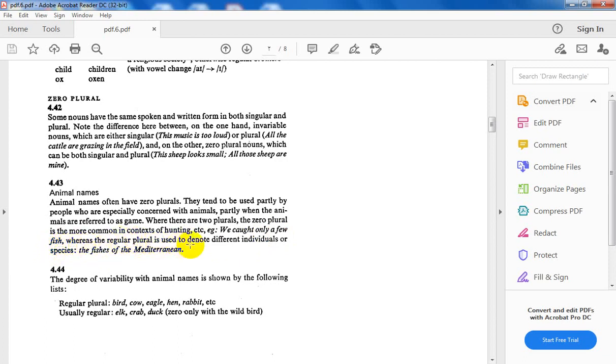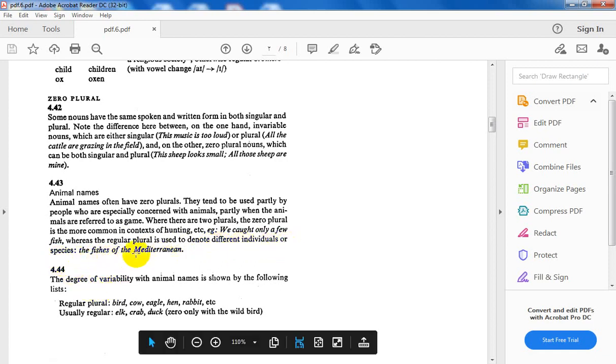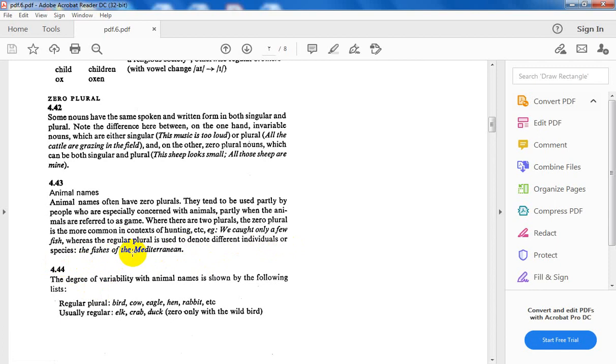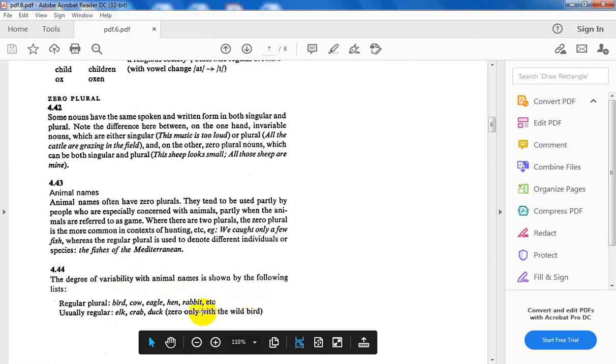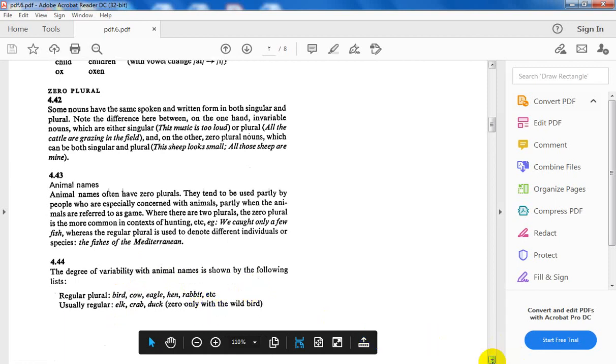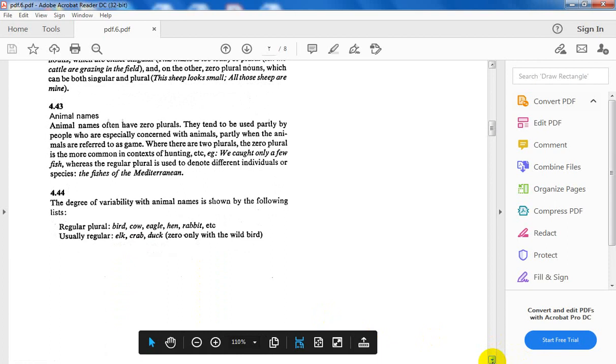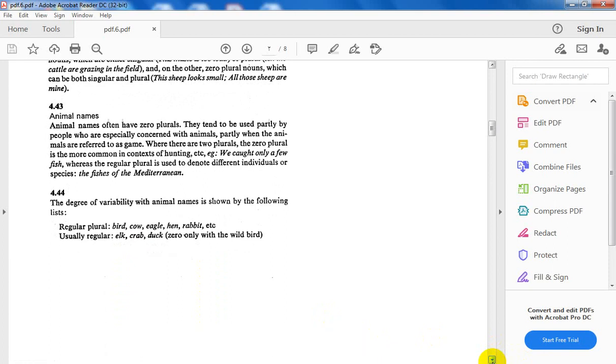Whereas the regular plural is used to denote different individuals of a species. The fishes of the Mediterranean. Here, in "the fish", for example, it is in the context of hunting, so it is with zero plural. If I want to refer to classes or species or different kinds of fish, I say fishes. The degree of variability with animal names is shown by the following list. Of course, they are different according to the context. Sometimes it is only regular, sometimes it is either regular or zero.